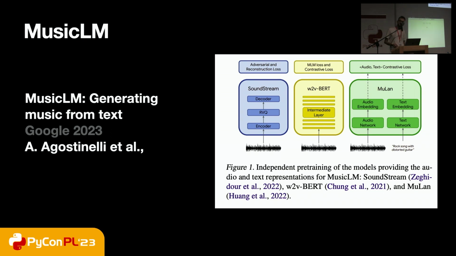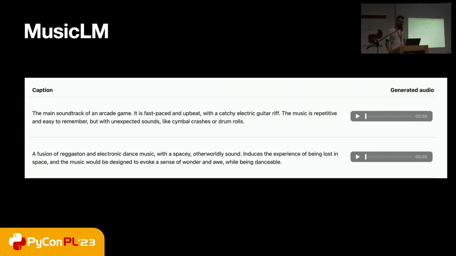So first of all, there's this model called MusicLM. This is from Google. This is from January this year. It's a modern neural network, so it's pretty complicated. It's like 3 neural networks glued together. But what it does, it generates music according to a description. So you've got: the main soundtrack of an arcade game. It is fast-paced and upbeat with a catchy electric guitar riff, etc. I mean, that's a pretty abstract and high-level description, right? I'm going to leave it to you to listen to this.